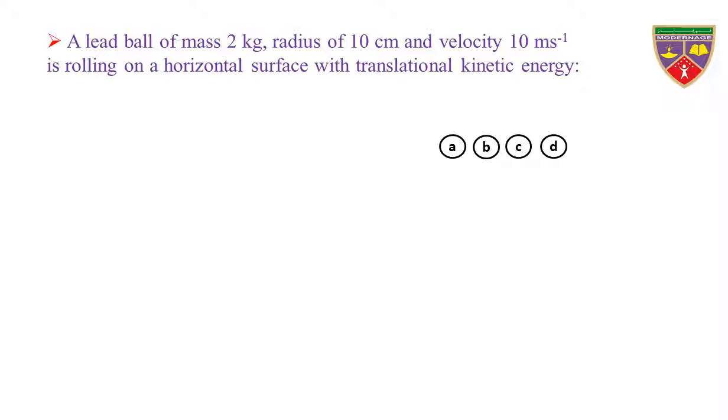A lead ball of mass 2 kg, radius 10 centimeters and velocity 10 meters per second is rolling on a horizontal surface. Its translational kinetic energy is: option A, plus 100 joules; option B, 50 joules; option C, minus 100 joules; option D, minus 50 joules. The key is 100 joules. Therefore, the correct option is A.